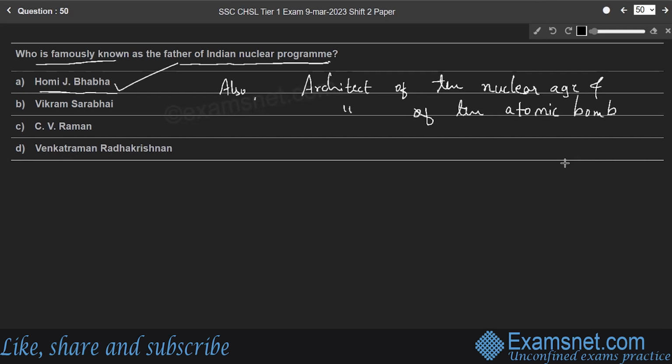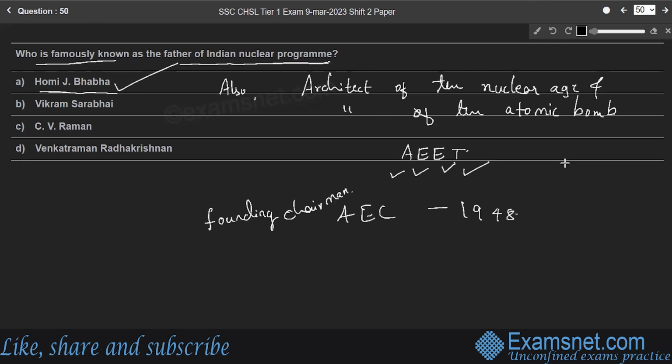He was the founding director of the Atomic Energy Establishment, Trombay, AEET, right? Which is now named the Bhabha Atomic Research Centre in his honor. He was the founding chairman of the Atomic Energy Commission, AEC, which was established in 1948.